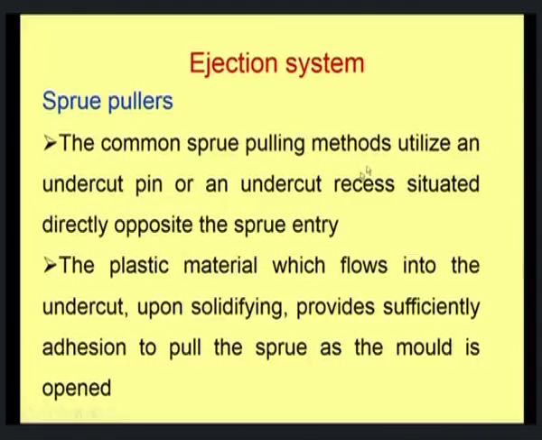The common sprue pulling methods utilize an undercut pin or an undercut recess situated directly opposite the sprue entry. The plastic material which flows into the undercut will cool and solidify. This will provide sufficient adhesion to pull the sprue as the mold is opened, because the resin solidifies, and then the solidified resin along with the part will be pulled out.